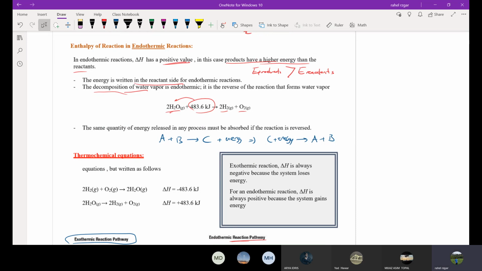So these are endothermic equations. Same thing. If you multiply the reaction by a number, you have to multiply the energy by the same number as well.